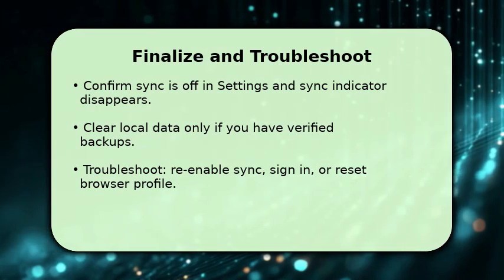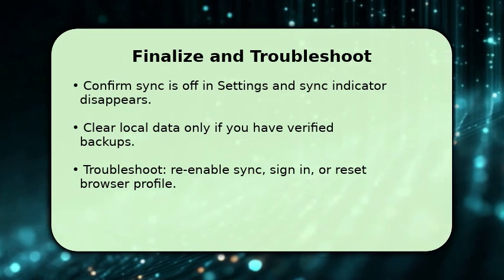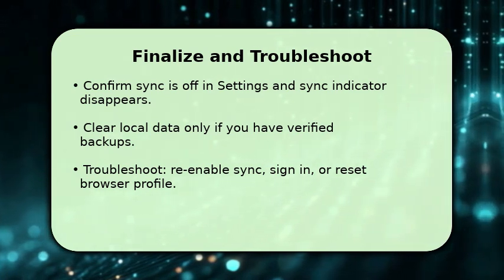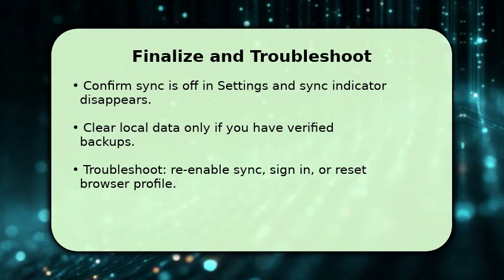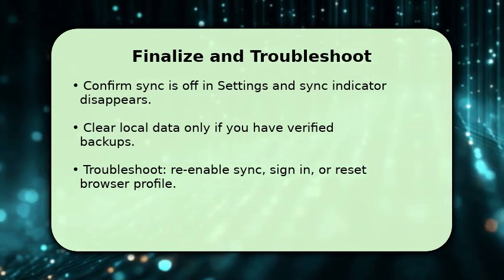Finish by confirming the sync indicator is gone and settings shows sync is off for that account. If you need to remove local copies, clear browsing data only after verifying backups or exported files. Once complete, restart Chrome to ensure changes persist.